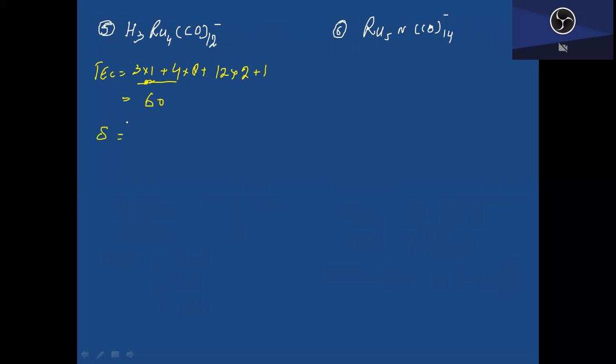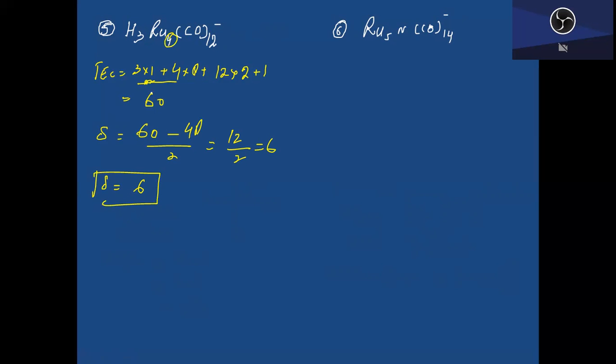Then we'll determine skeletal electron pairs. Skeletal electron pairs is equal to 60 minus 12 into n, divided by 2. n is 4, 12 into 4 is equal to 48. So this will come out to be 60 minus 48, that's 12 by 2, which comes out to be 6. So the skeletal electron pairs come out to be 6.